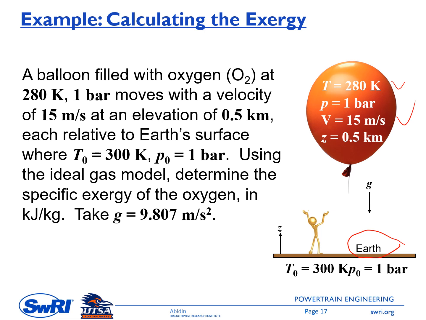The question is, using the ideal gas model, which I think is in chapter 3 of Thermo 1, determine the specific exergy of the oxygen in kilojoules per kilogram. Ideal gas, if you remember, is P equal to rho R T, where R is the gas constant. This is specific exergy, and take g, the gravity constant, equal to 9.807 meters per square second.